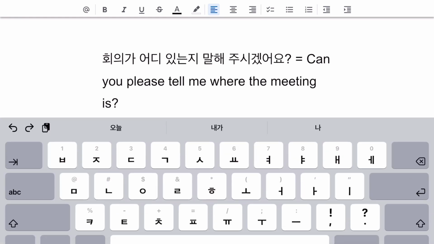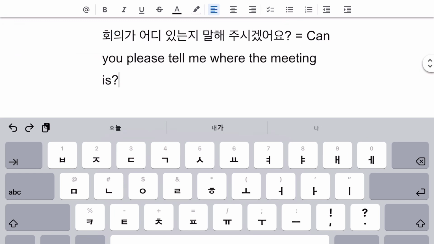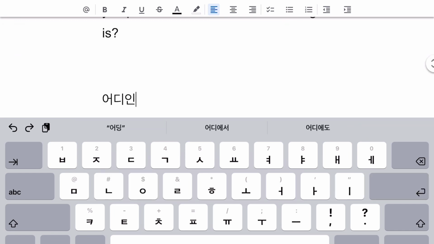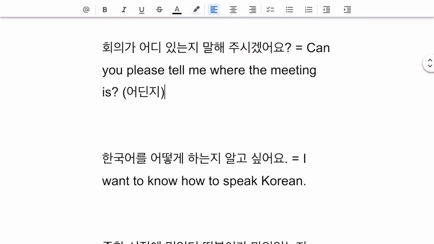So, can you please tell me where the meeting is? 해외가 어디 있는지 말해 주시겠어요? This one could also be written as 어딘지 instead of 어디인지. Sometimes it gets condensed down like that.